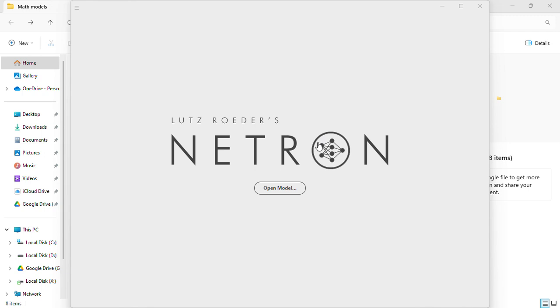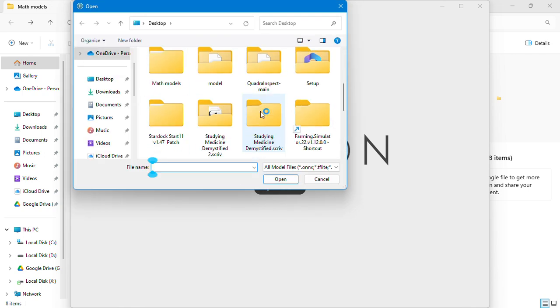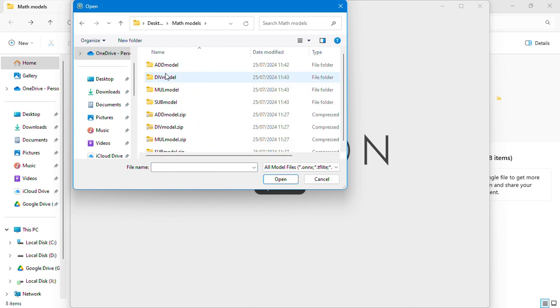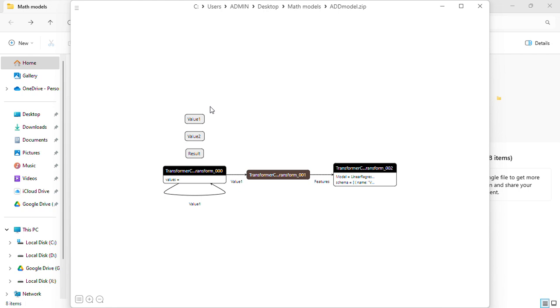So this is Netron, what I'll be using to visualize the models. So I'll go to Maths model. Good. Now let's visualize the addition model and see what we have. So this is the addition model: value 1, value 2 returns the result.